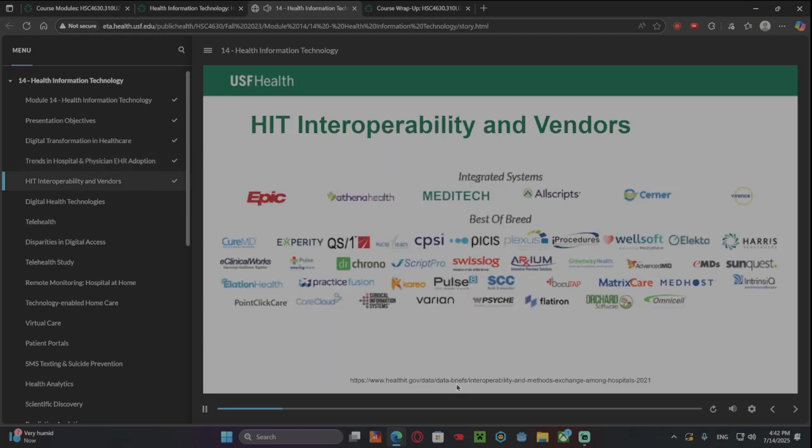Interoperable exchange of health information, or interoperability, is critical for delivering appropriate care and reducing healthcare costs. Dozens of healthcare information technology vendors provide services to the hospital industry. Yet, as of 2021, only about half are able to share data across different EHR vendors.